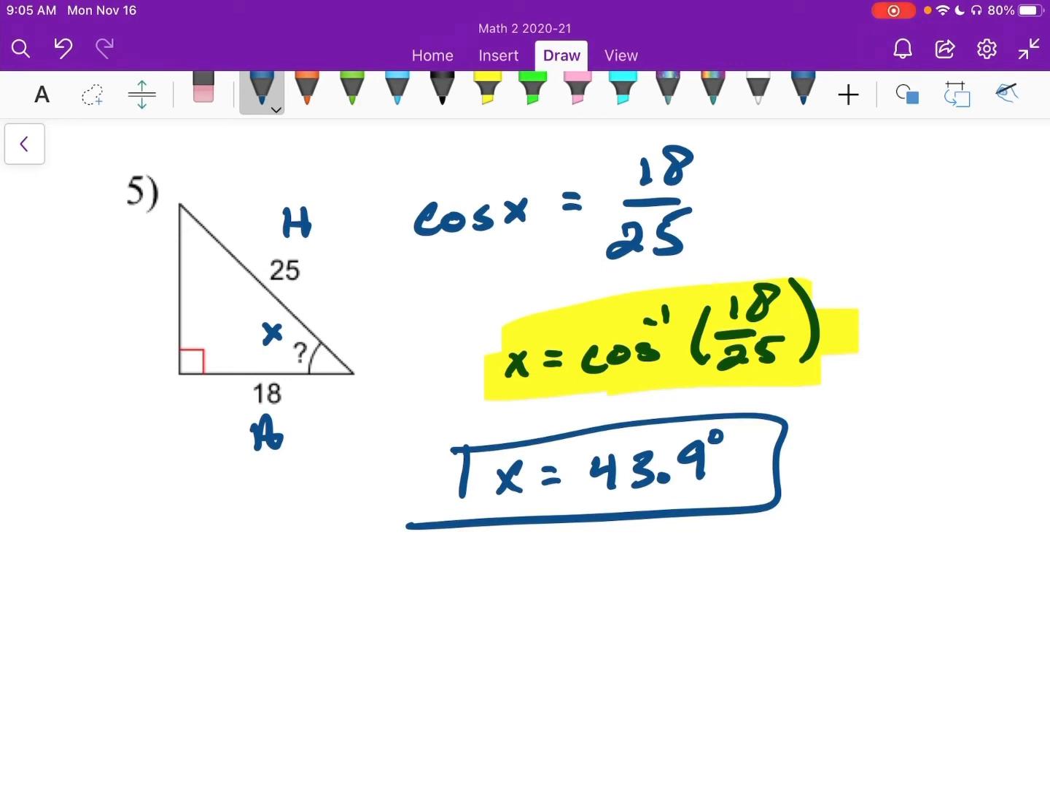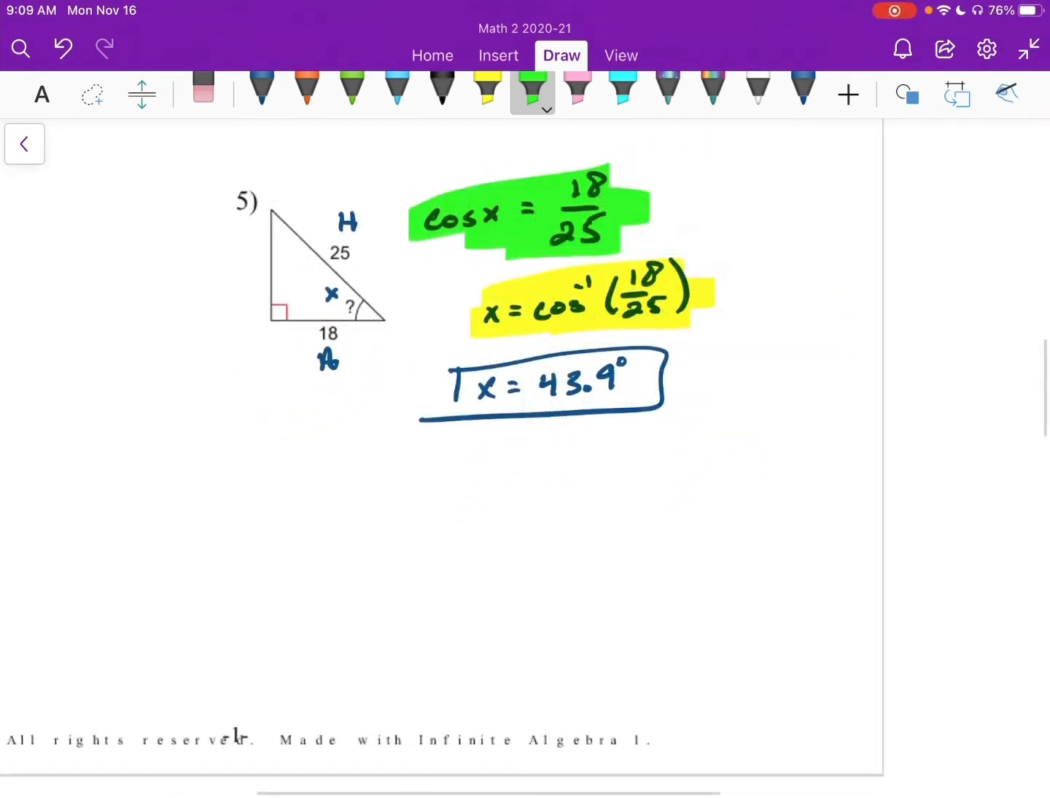All right. So again, whenever you show work for me, you need to either show the green piece or the yellow piece, right? Because if you show the green piece, I can understand what you typed in your calculator. If you don't show either of those, I don't really know what you typed in, and if your answer is wrong, you won't get partial credit. All right, there's number 5.